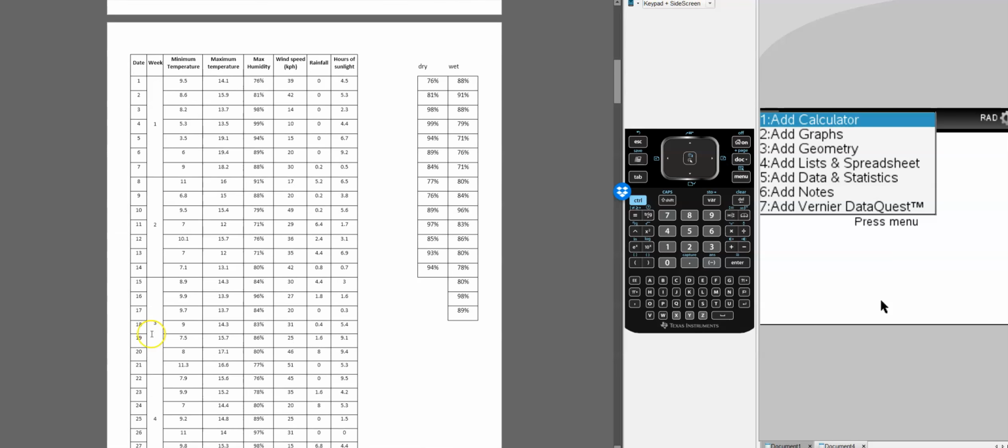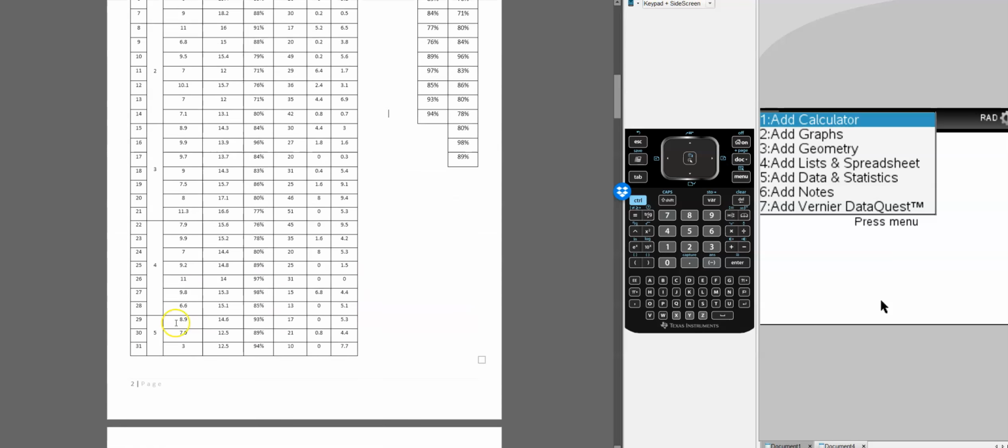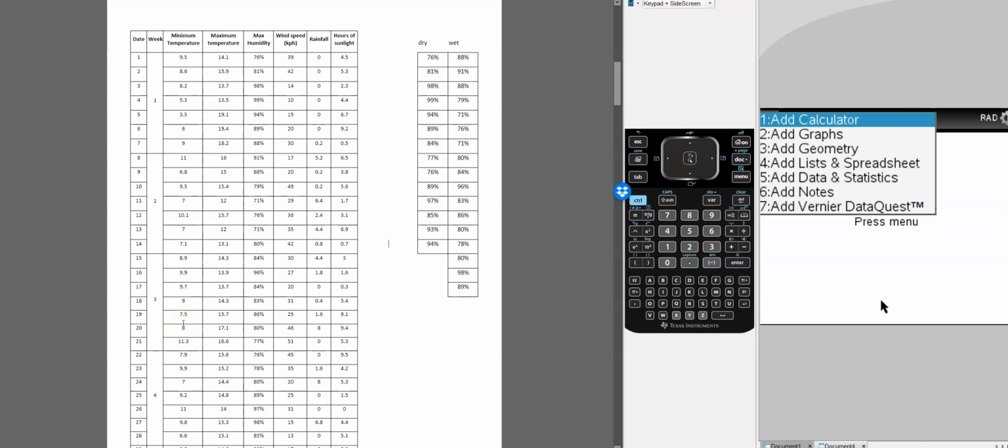So with this data here, what you need to do, before you even start this particular SAC, is make sure you understand what data is actually presented. This is something that should be done during reading time. You can see that you've got date, week, minimum temperature, maximum humidity, wind speed, rainfall, hours of sunlight, and this is the percentage of dry days versus wet days.